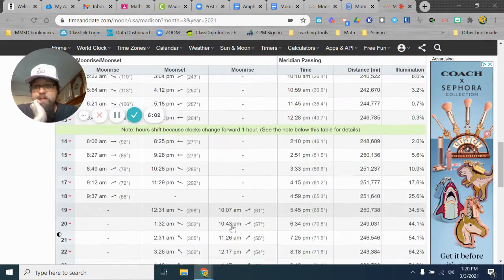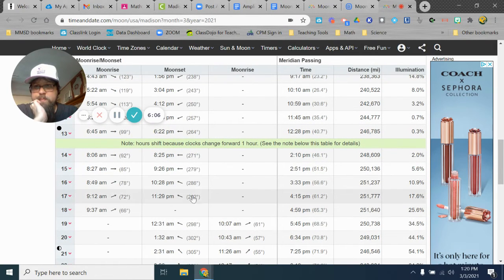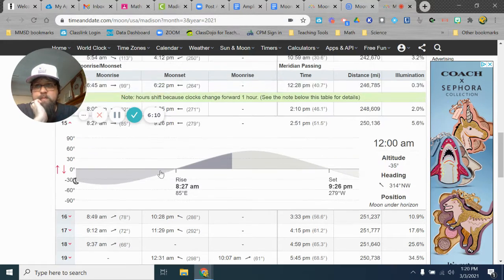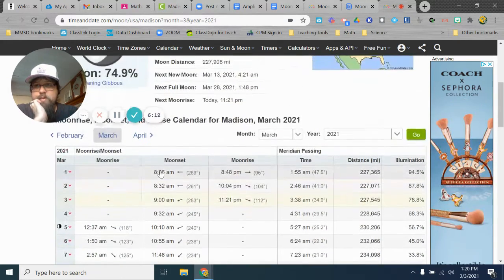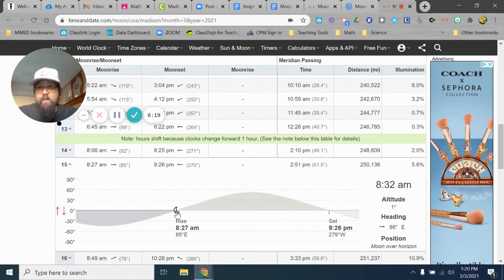Let's just say, find a day here. All right, let's just go to a random day. 15th. Make sure I'm in March. Okay, 15th of March. Moonrise is 8:27 in the morning.